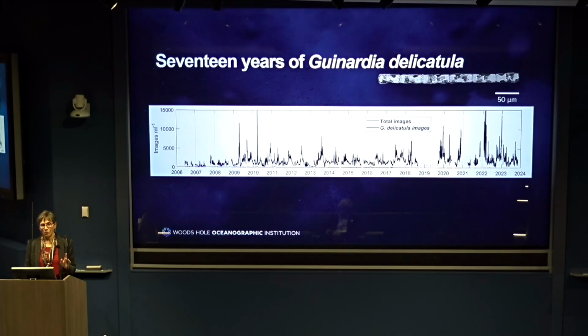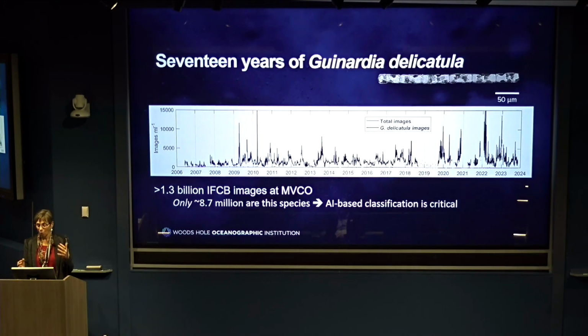This is another view of that same time series of Guinardia delicatula, but now I'm showing it in scale with the concentration of everything that we imaged with IFCB in this record. The diatom is a thin blue line that you might be able to see along the baseline there. So my point here is that in this over 1.3 billion image record, way under 1% of those images correspond to this species.